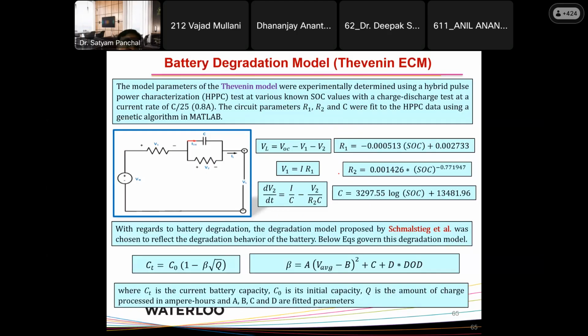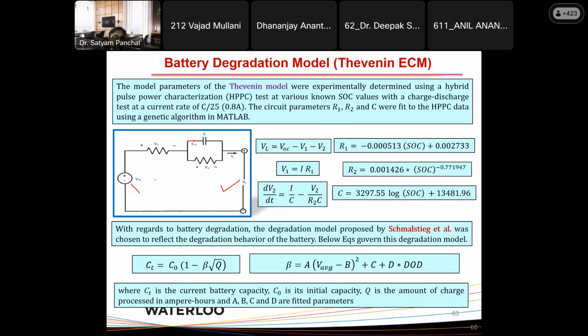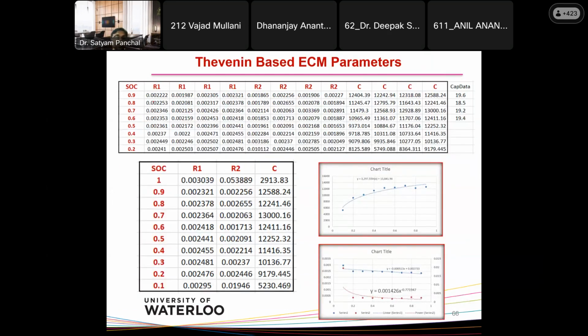We also generated a Thevenin-based HPPC, hybrid pulse power characterization, equivalent circuit model, where battery voltage is calculated from open circuit voltage, the ohmic resistance, the capacitance, and the resistance element, where the R0, R1, and C parameters were selected from this paper, and then we measured those parts and did those experiments. From 100% SOC all the way to 0% SOC, we measured R0, R1, R2, and the C parameters, which you can see over here.